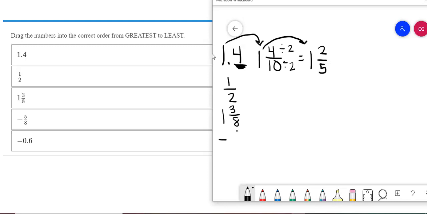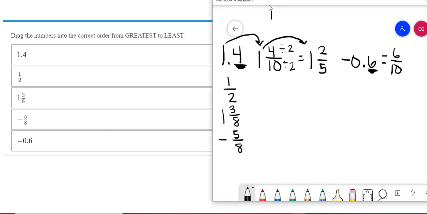Negative 5/8. And we have negative 0.6. This 6 is in the 10th place, so I have negative 6/10. I won't simplify it. Okay, so I know that I need to look for a common denominator that 2, 8, 5, and 10 can go into.